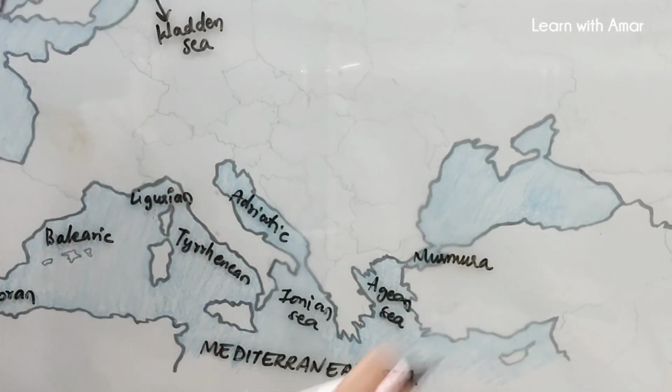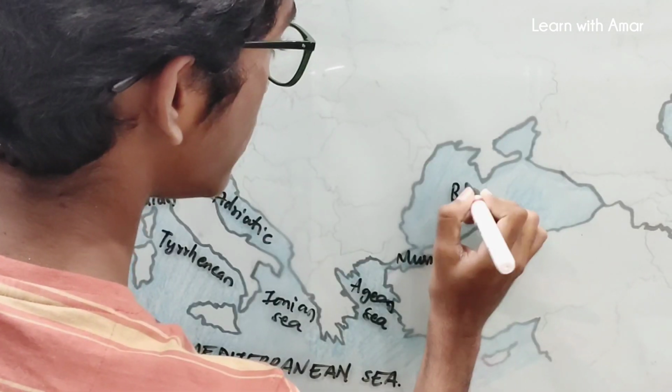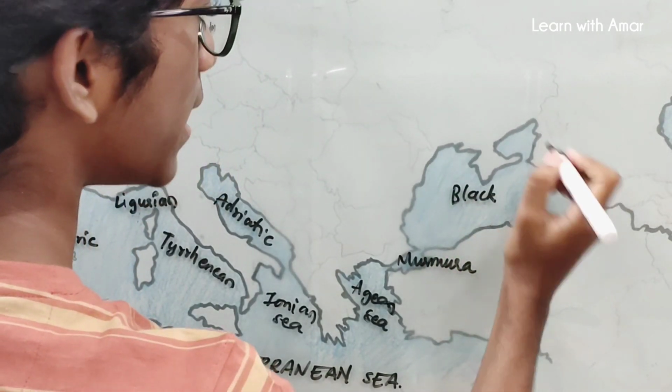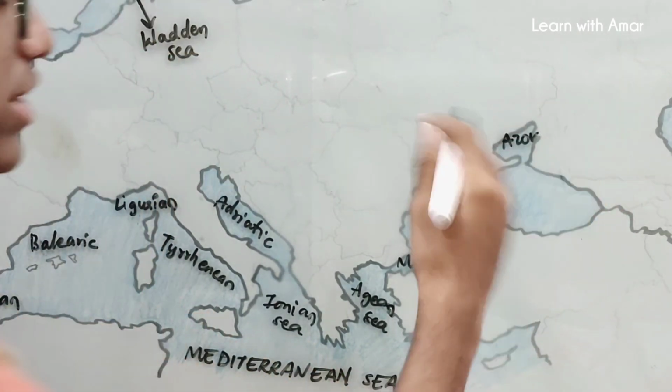This is also considered to be the smallest sea in the world. Above the Sea of Marmara, we find a large sea, the Black Sea. Above the Black Sea, we find the Azov Sea, which was named after the city Azov in Russia.